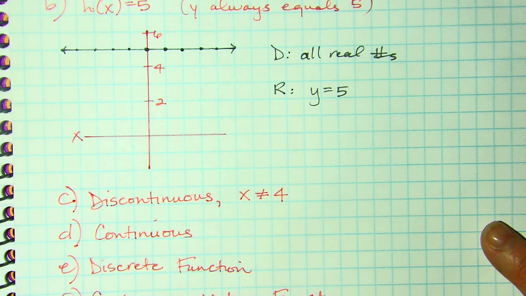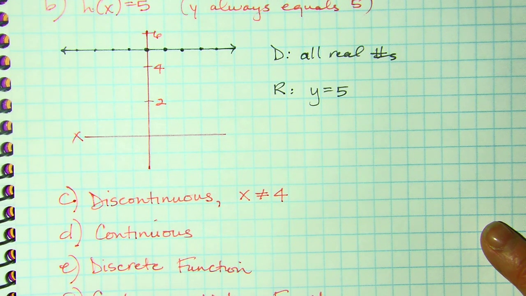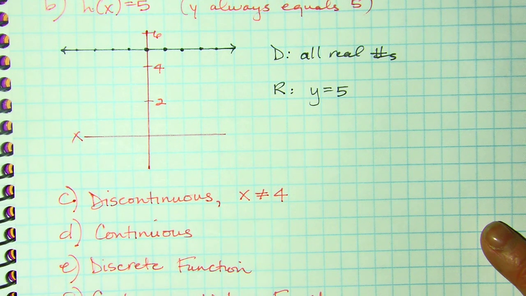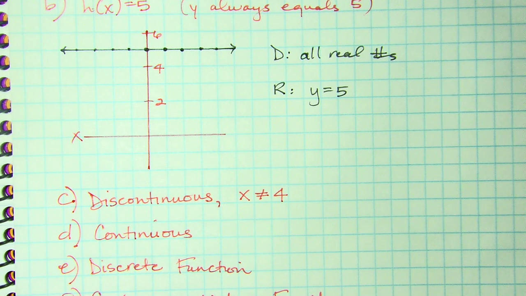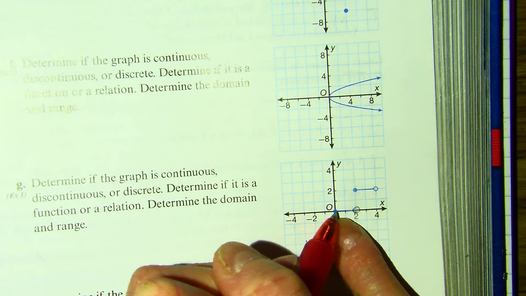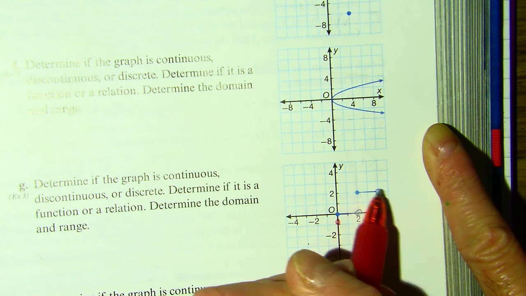G. If you look at G, it's discontinuous. And now I have to state domain and range. My domain, if you look at the x-axis, starts at 0 and goes to 4. Remember, domain is x-axis. So on part G, it starts here at 0, and it goes all the way to 4, because we're just looking at my x-axis.